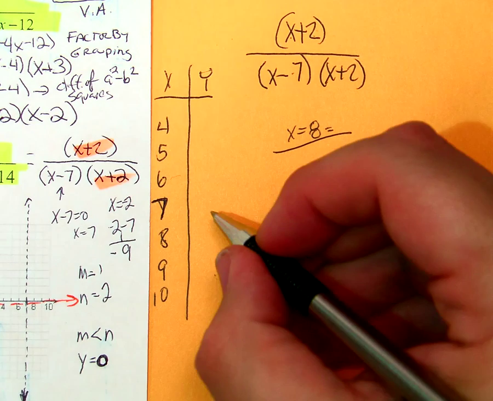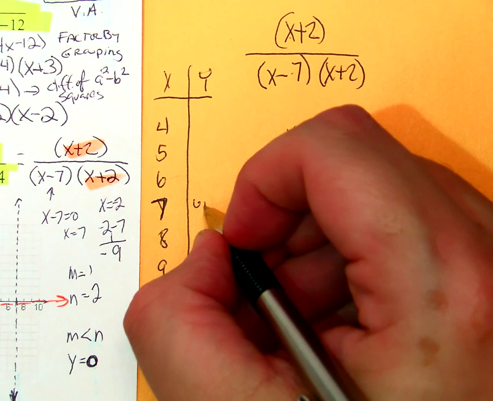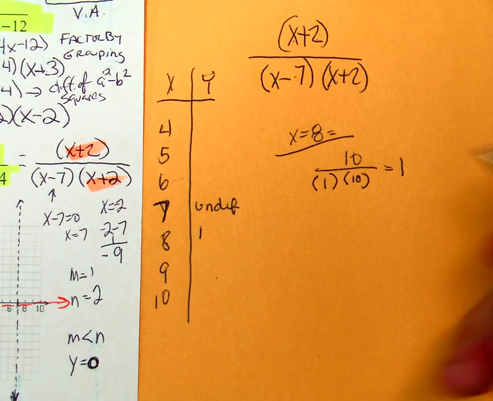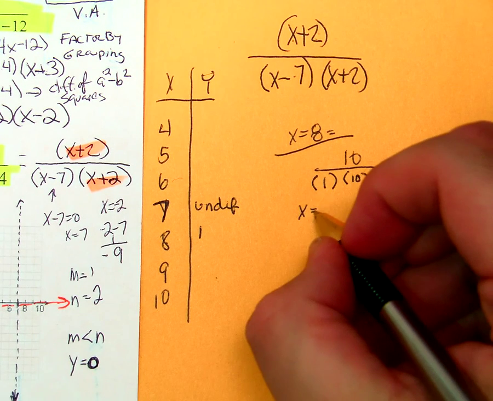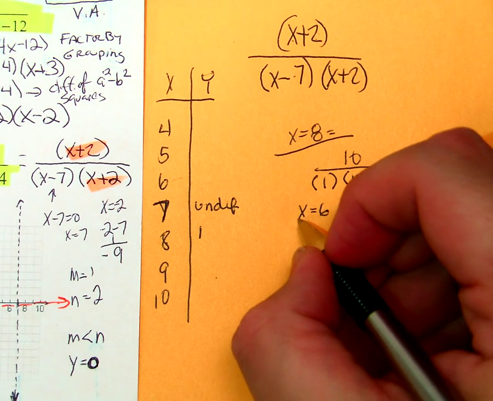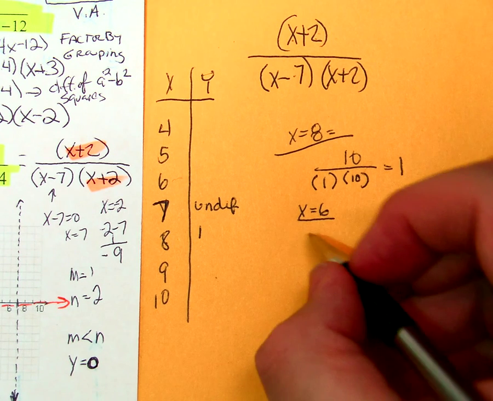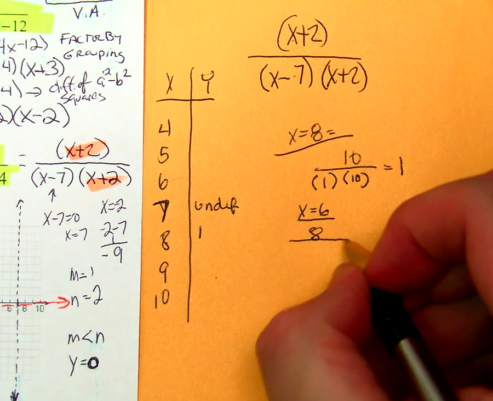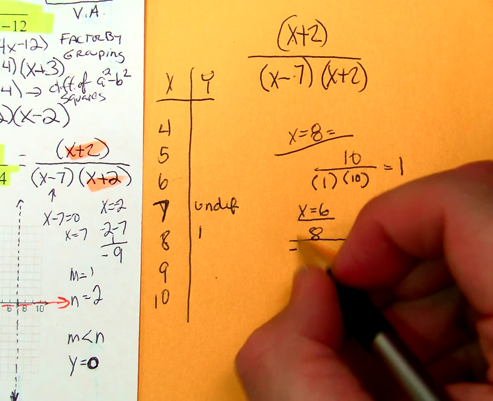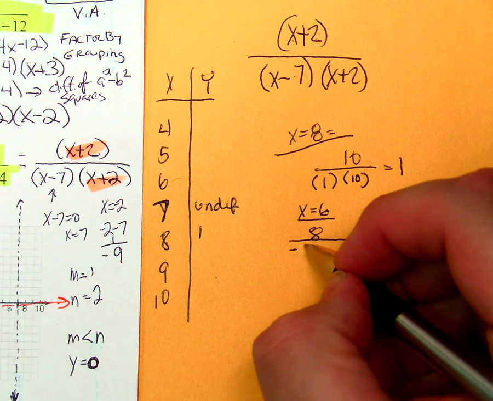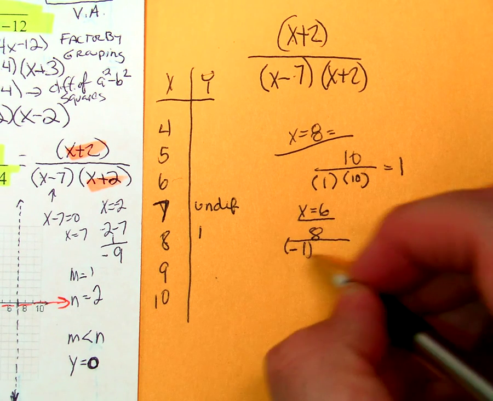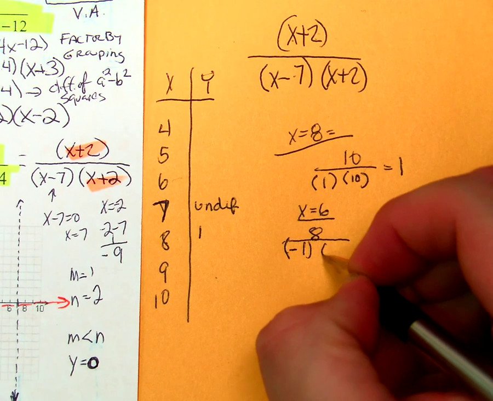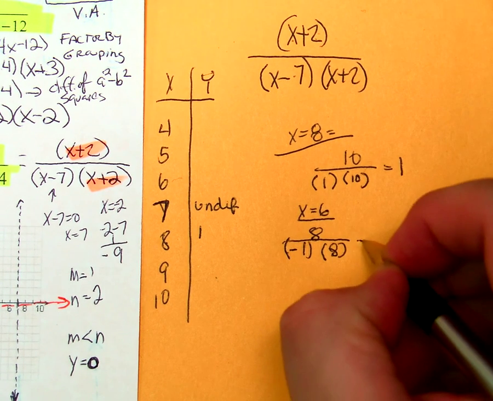Now, what if I got x equal to 6? If I got x equal to 6, I'd get an 8 up here. What's 6 minus 7? Negative 1, over 8. So this is going to be equal to negative 1. Now, do you see a relationship between these? Yeah, they just change values.